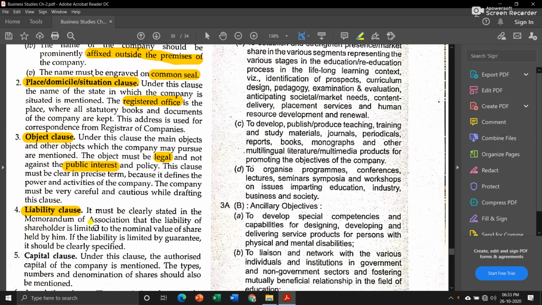Means if the shareholders or directors of the company's liability is limited till the nominal value, that is, till the amount of the shares held by him in the company, then it should be mentioned in liability clause. If the liability is limited by guarantee, means if the shareholder is guaranteeing up to a certain amount of money, then it should be clearly mentioned under this liability clause.